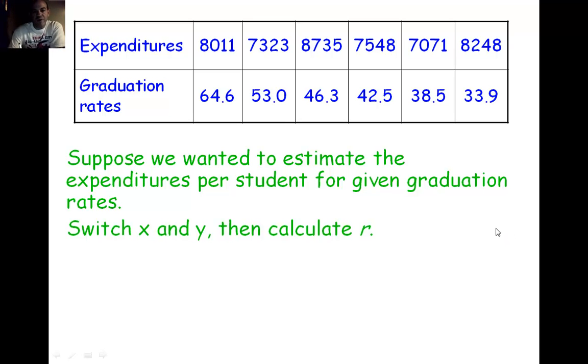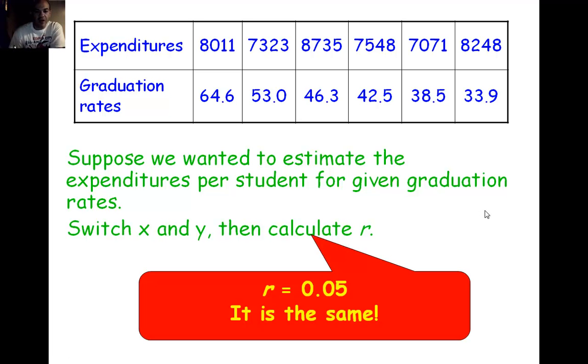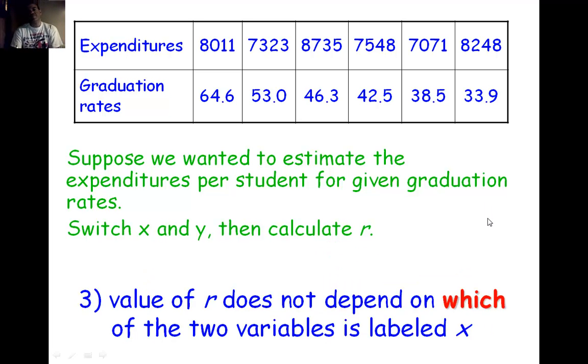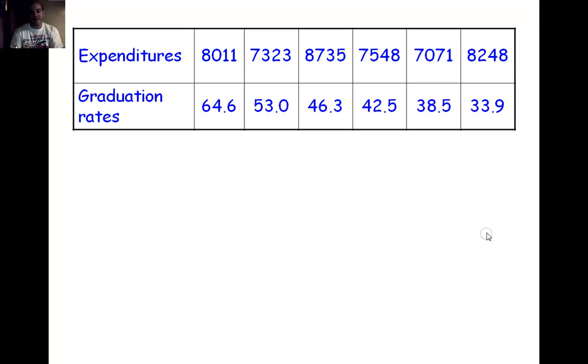Now suppose we wanted to estimate the expenditures per student for a given graduation rate. In other words, we switch X and Y on our scatter plot. What happens to R? Well, R stays the same. So this is a third property here. The value of R does not depend on which of the two variables is labeled as X.